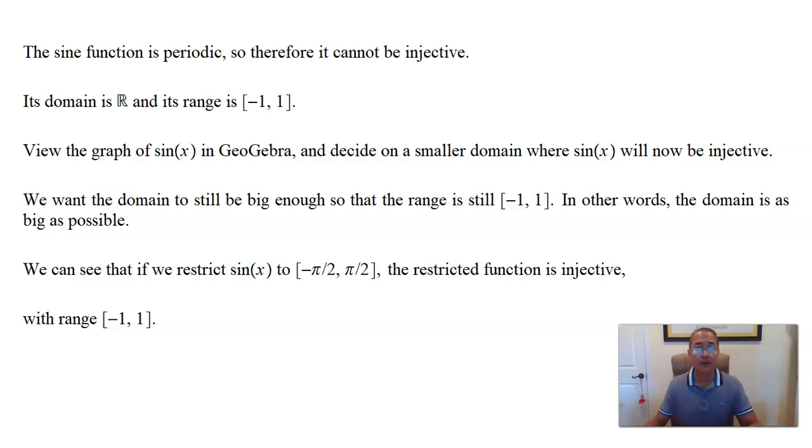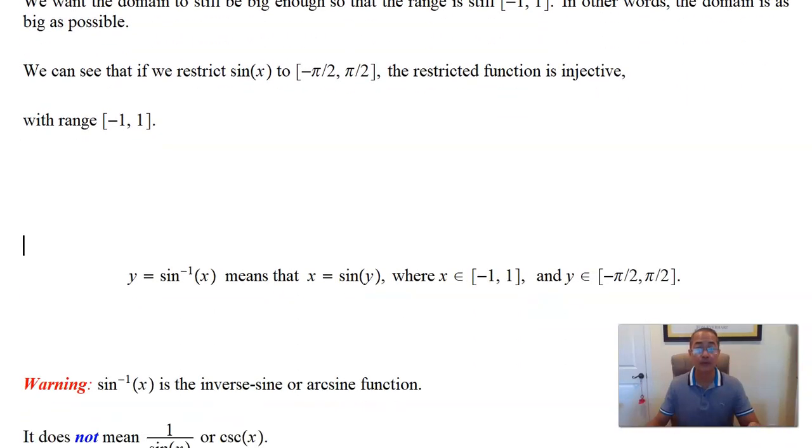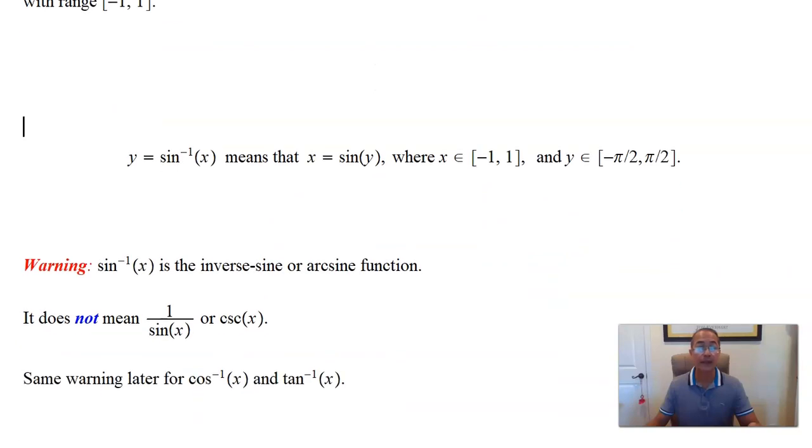Okay, so we saw that if we restrict the sine function to between -π/2 and π/2, then that function now passes the horizontal line test, and the range is still -1 to 1. In other words, the range is as big as possible. So with that, we are able to construct the inverse sine function. And we said that y equals inverse sine of x means that x is the sine of y, right? So in these two equations, x must be between -1 and +1, and y must be between -π/2 and +π/2.